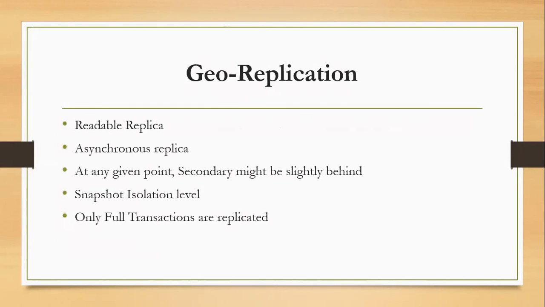The next question, which was asked in my previous session by Chandip Singh Arora, is what is the difference between Geo-Replication and AlwaysOn, as Geo-Replication also supports readable replicas. So here is the difference between these two. Although Geo-Replication supports readable replicas, unlike AlwaysOn, it has asynchronous readable replicas as secondary, and at any given point, the secondary might be slightly behind. So you cannot directly route the read-only traffic to the secondary because it is slightly behind, and you might not get the expected result.